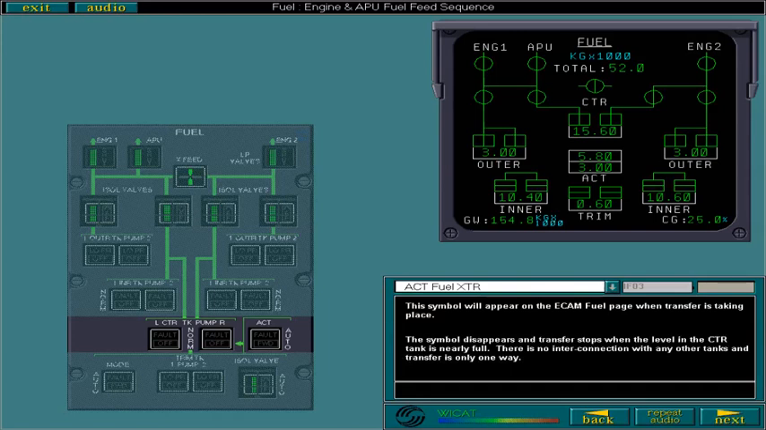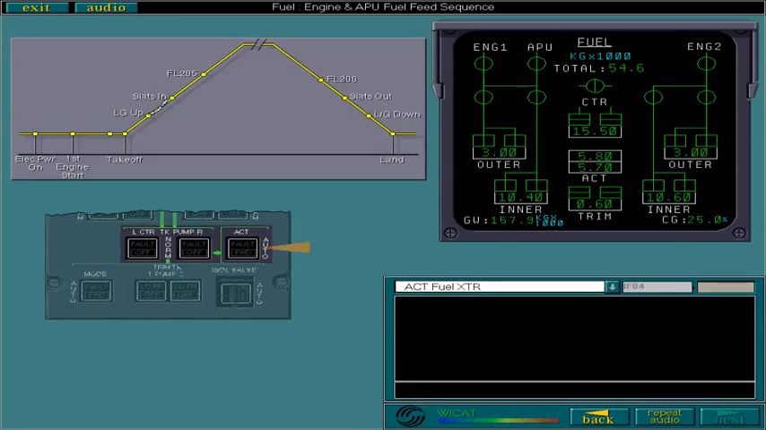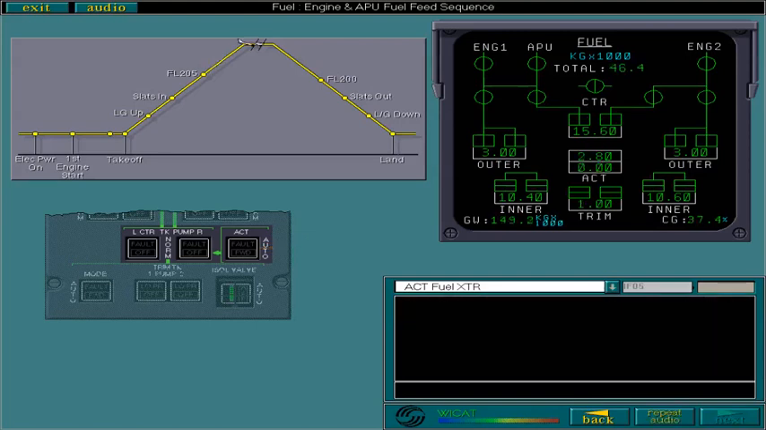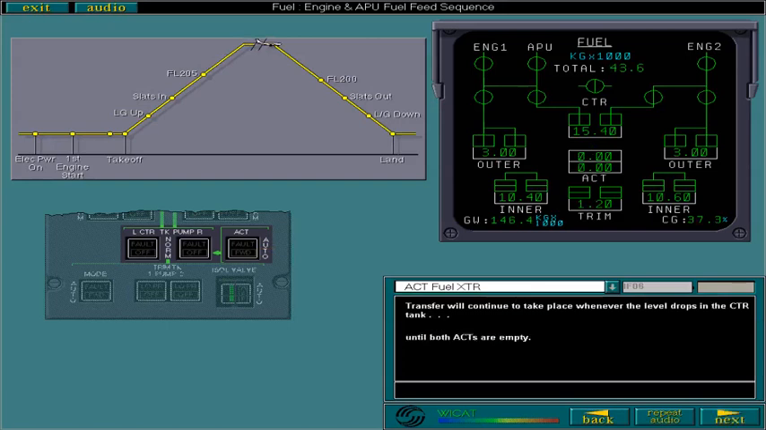The ACT will be pressurized 5 minutes after takeoff, provided the ACT push button is in auto, although transfer does not take place until after the slats have been retracted. Transfer will continue to take place whenever the level drops in the centre tank until both ACTs are empty. If both ACTs are installed and contain fuel, then fuel will be transferred from ACT 2 first.